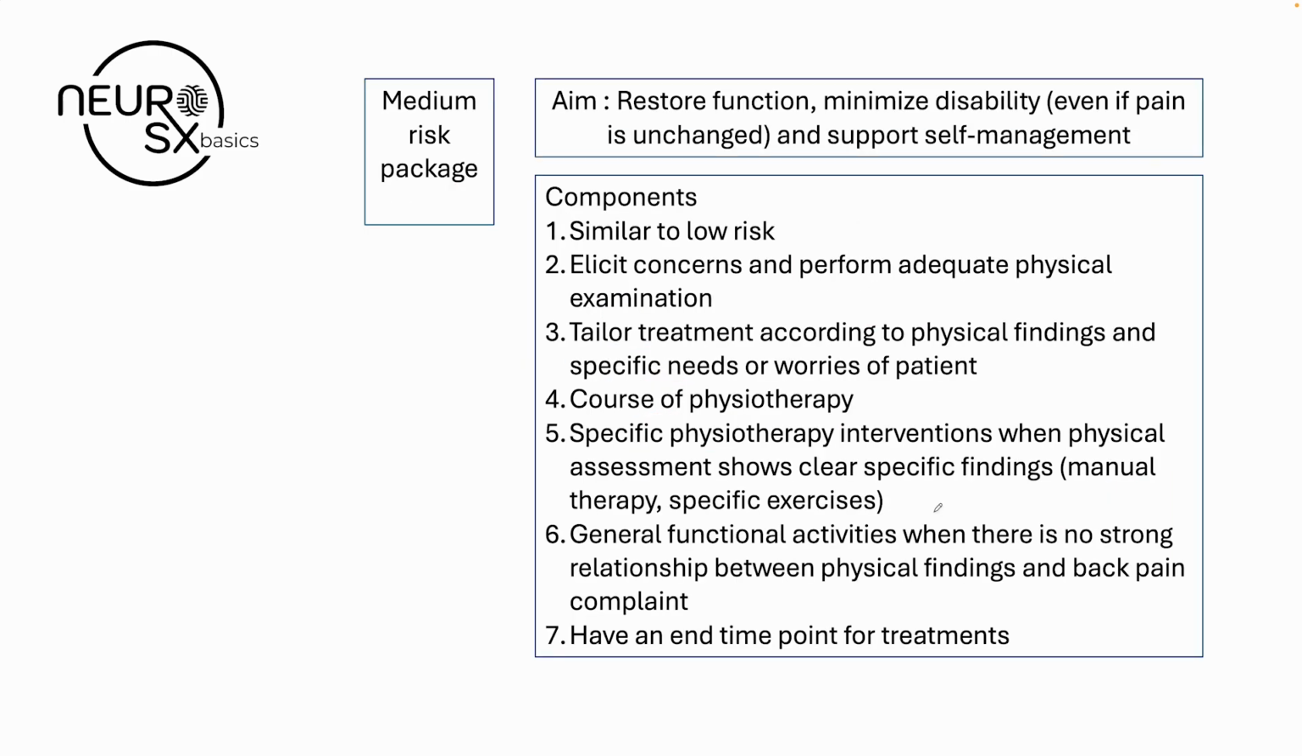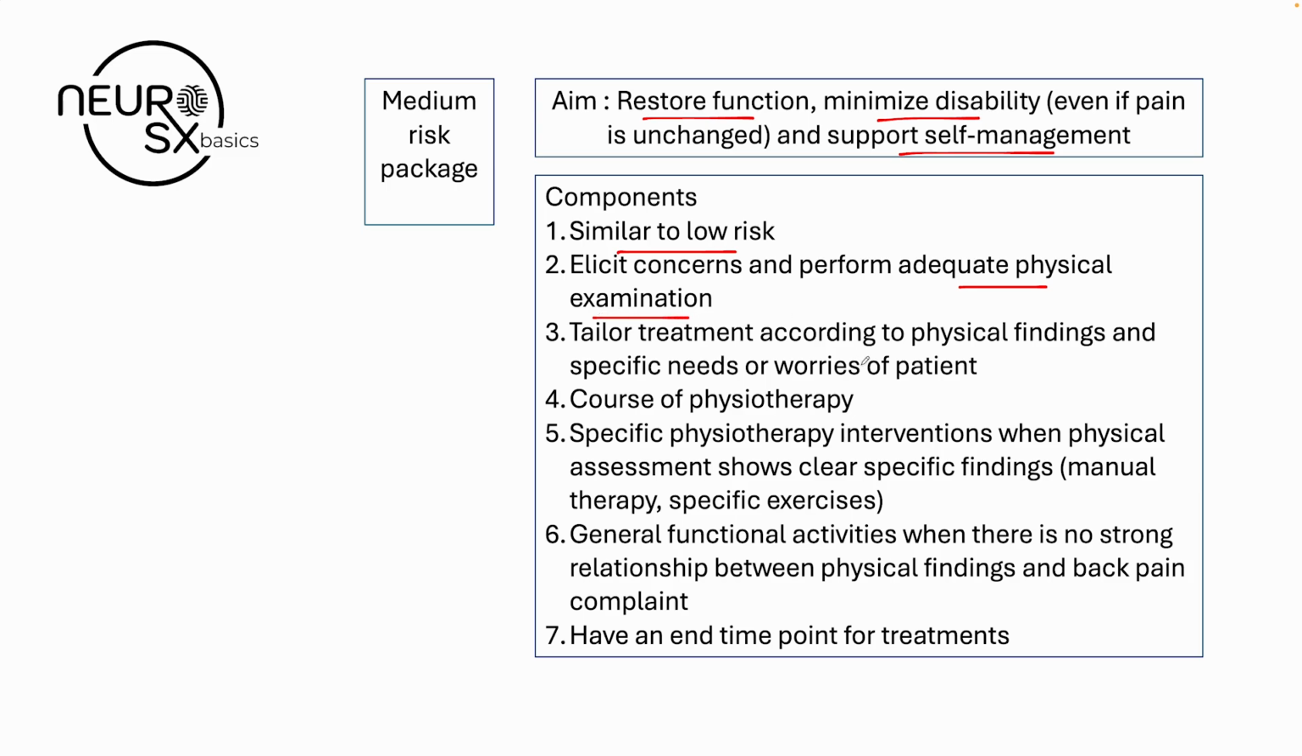On the other hand, a slightly higher risk is a medium risk package. Now, here the idea is not just self-management; it also includes self-management. Beyond that, we're trying to restore function and minimize disability. Now, a lot of times non-specific low back pain does not go away. So even if it does not go away, we have to try and minimize disability and restore function as much as possible. So the components of the medium risk package will obviously include all the components of a low risk package, but beyond that, your physical examination should be a little bit more detailed.